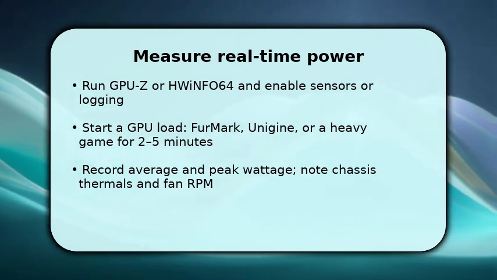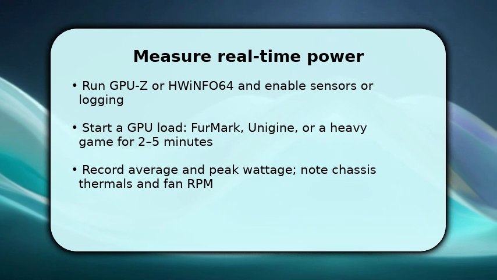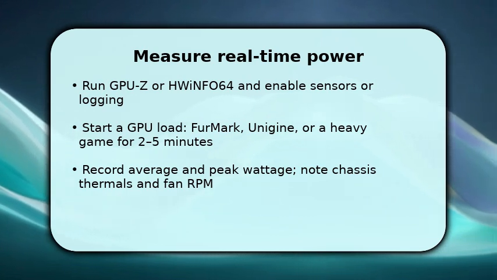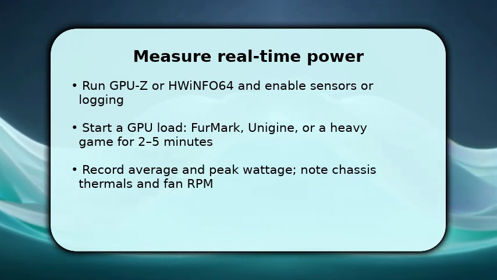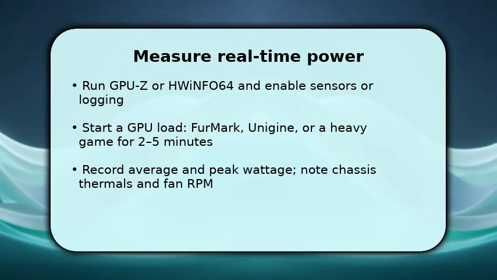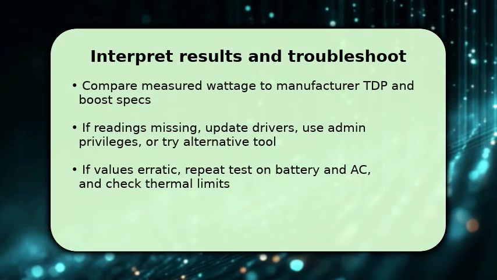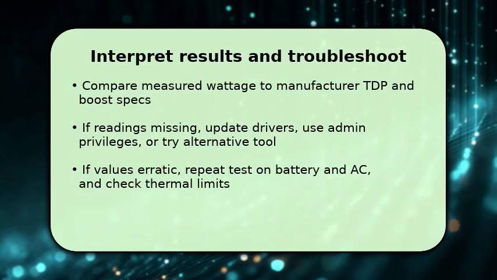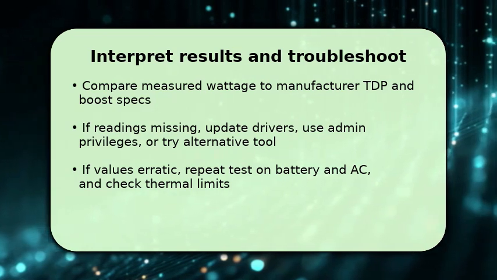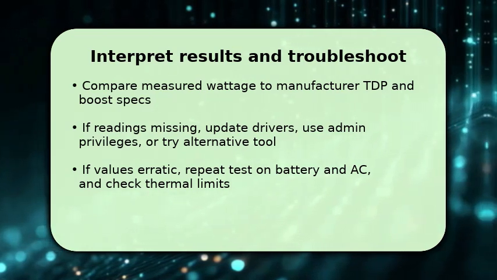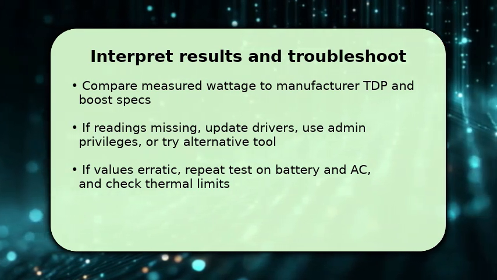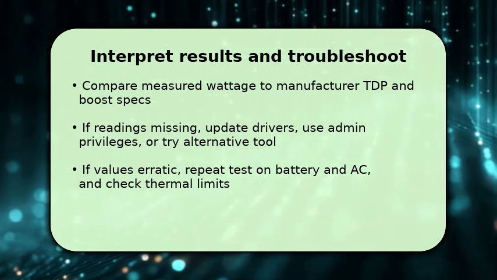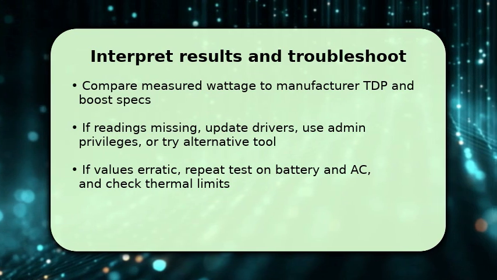Make sure to also note chassis temperature and fan RPM, because thermal throttling can reduce reported wattage. This explains why values change over time. Once you have logged data, compare the measured average and peak wattage to the manufacturer TDP and boost specifications to understand headroom and throttling. If the tool shows no power data, make sure drivers are updated, run the tool as administrator, or try the alternate utility.